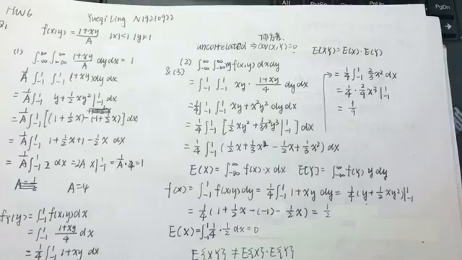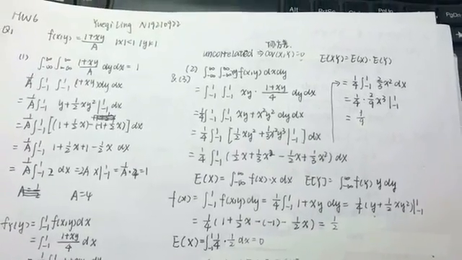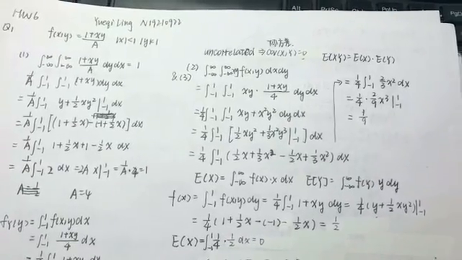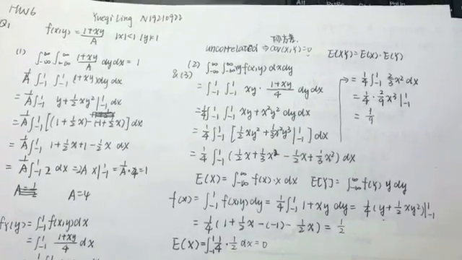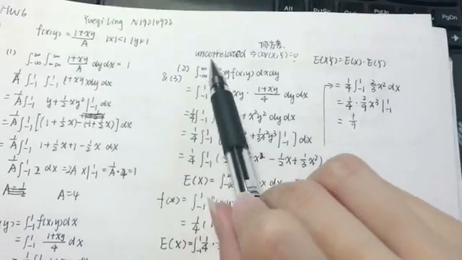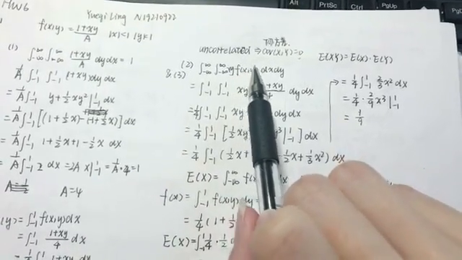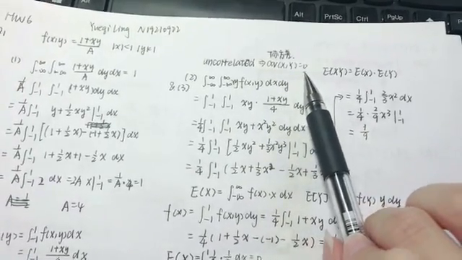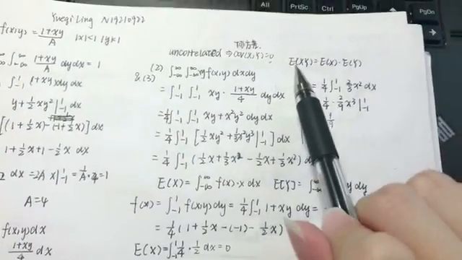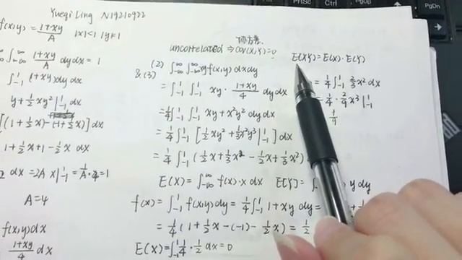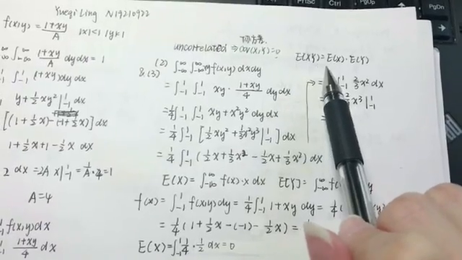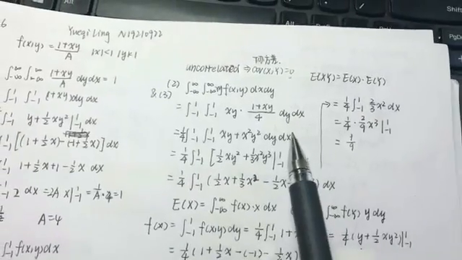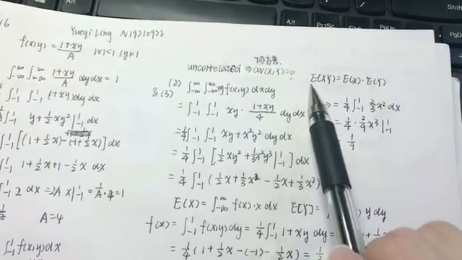Question 2 in question 1 asks us to find out whether x, y are uncorrelated or not. When we say x, y is uncorrelated, that is the covariance of x, y equals 0. That is, E[XY] equals E[X] multiply E[Y]. So at first we calculate the E[XY].